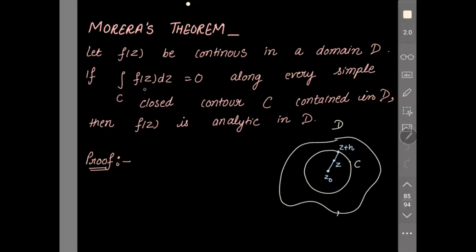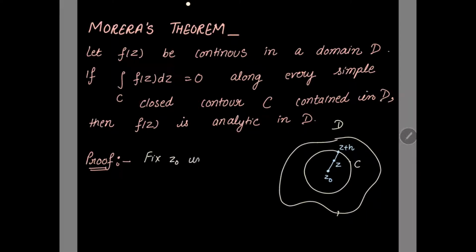So for this we have to fix the point z0 first in the closed contour which is contained in the domain, and we have to prove that this function is analytic in D. So I have fixed a point z0 inside this closed contour C and taken another point z and a small h, positively small, so that the line segment connecting z to z plus h is also inside this domain D.